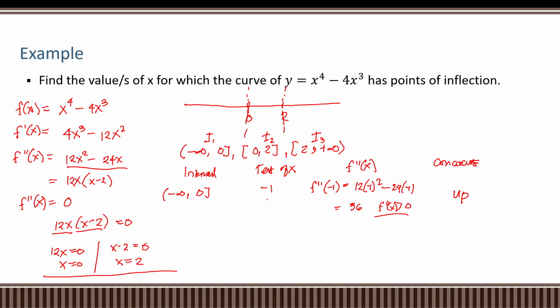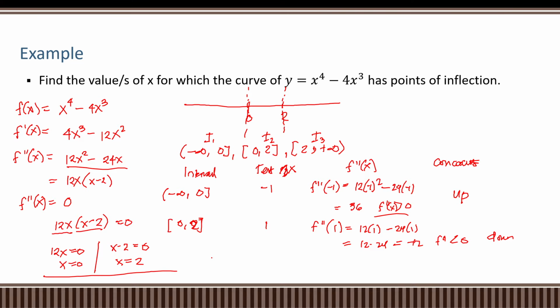The second interval would be from 0 to 2. So we have the test of x equal to 1. The double derivative at 1 is equal to 12 times 1 minus 24 times 1. So 12 minus 24 is equal to negative 12. So the double derivative is lesser than 0. Therefore this is concave downward.